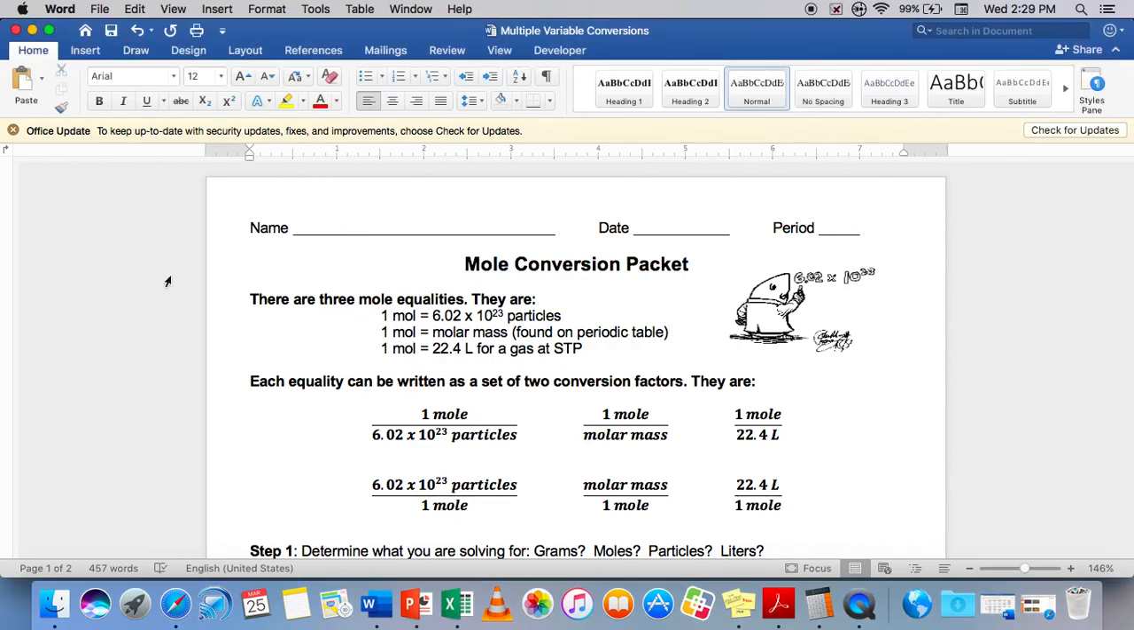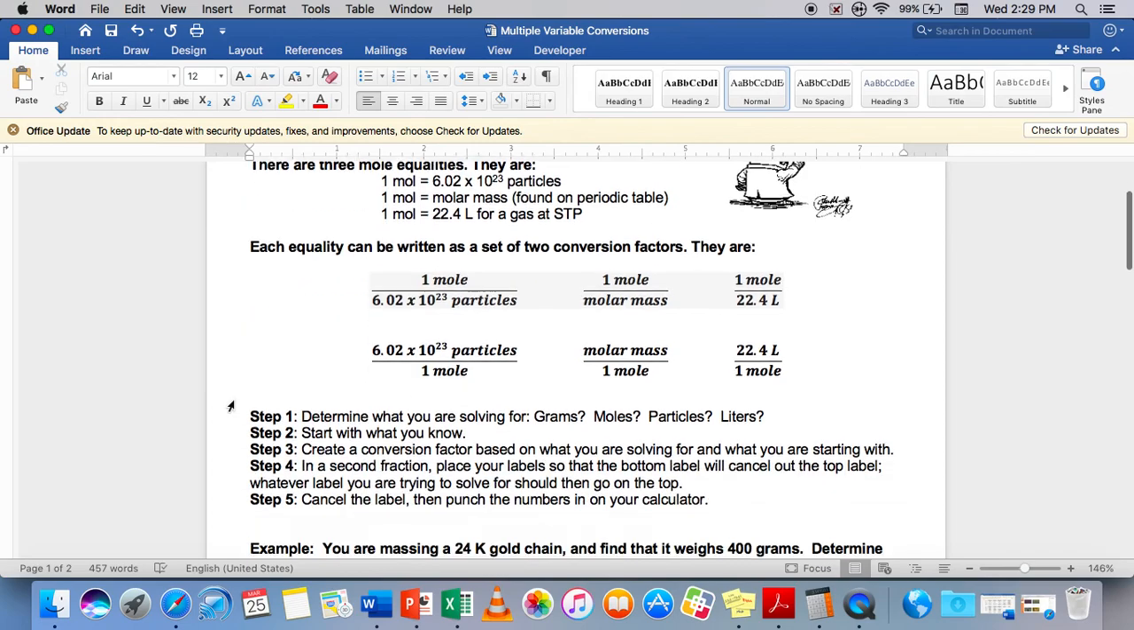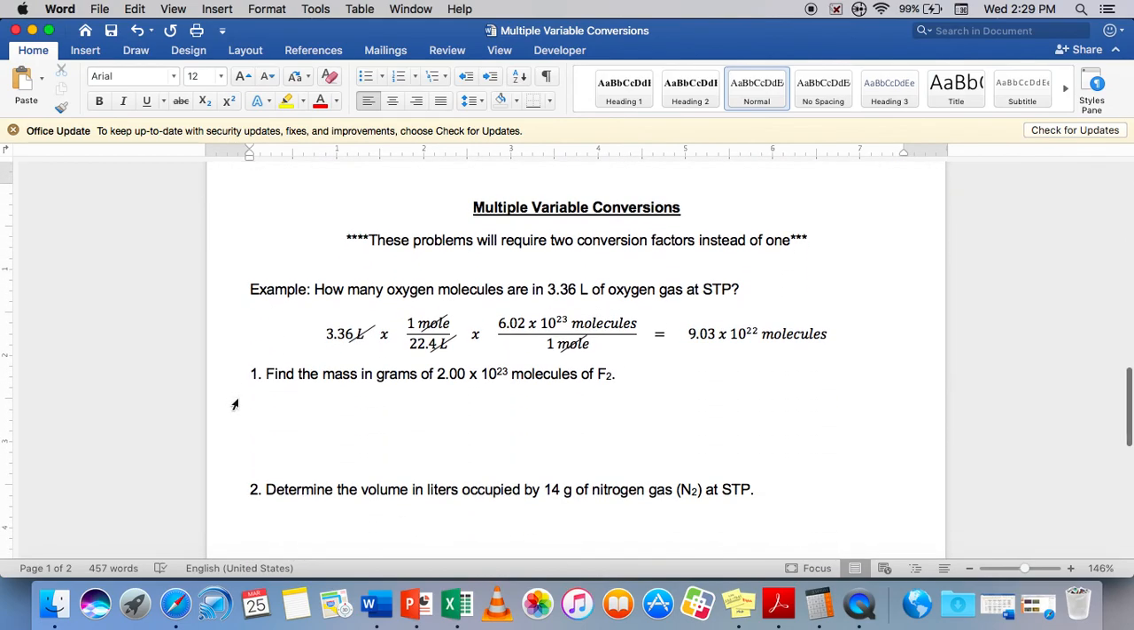All right, in this last video, we're going to tackle the multiple variable conversions. Here we have our introduction to our mole conversions, and if we go to the second page of the document, now we have the multiple variable conversions. It says here, these problems will require two conversion factors instead of one. In the previous examples, we were only going between moles and volume or moles and mass. But now we're going to have two conversion factors instead of the one.